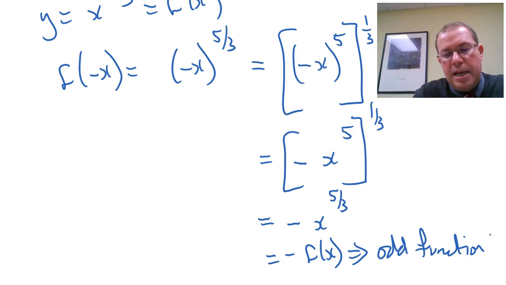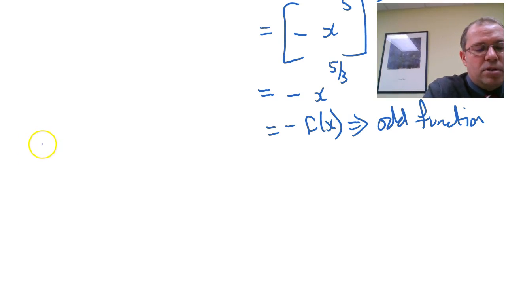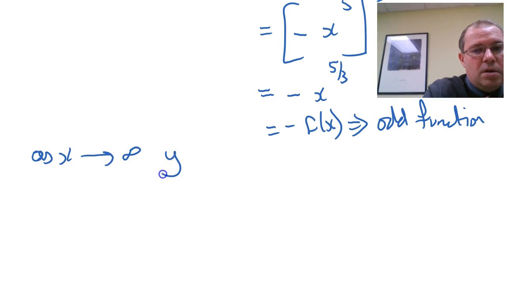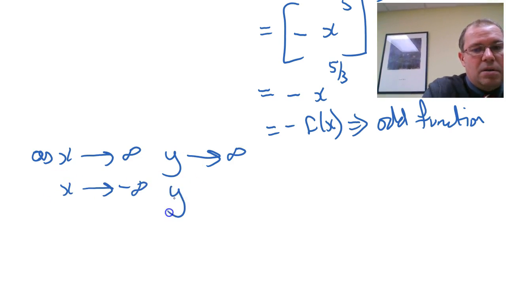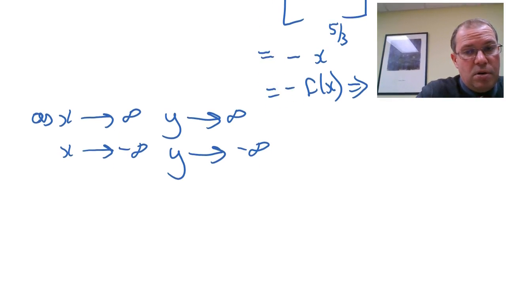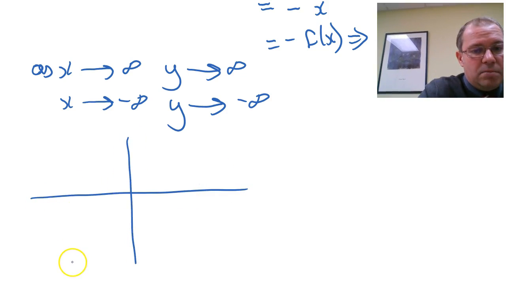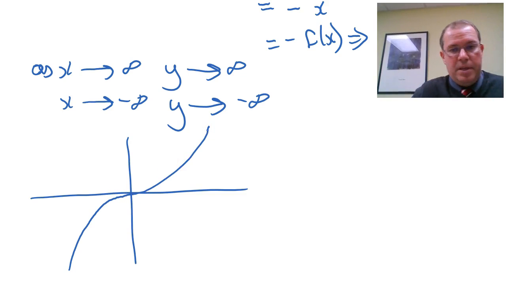Now, of course, odd functions have symmetry of order 2 about the origin, so I know that it's got symmetry of order 2 about the origin. I also know that as x tends to infinity, y tends to infinity, and as x tends to negative infinity, y tends to negative infinity. And I know it's got a point of inflection, and there are no other maximums or minimums, so it's pretty easy to sketch this now. I know it comes up, has a point of inflection, and then goes back up. And that's what it looks like.